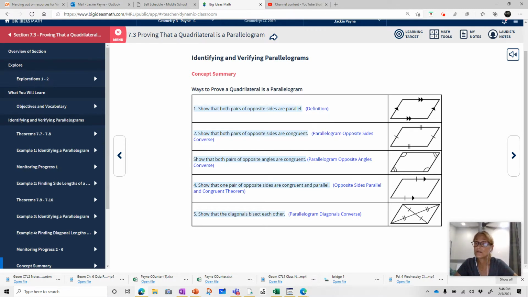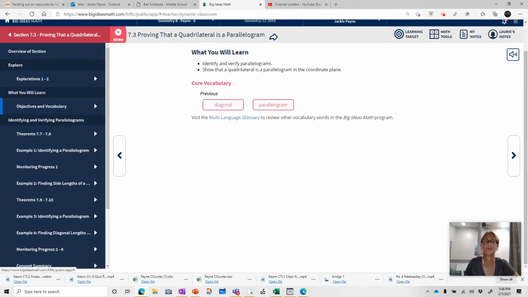Now we're going to use that information to prove that a quadrilateral is a parallelogram. So let's start with the objectives and vocabulary. Previously, we talked about diagonal and parallelogram. In this section, we will identify and verify parallelograms, as well as show that a quadrilateral is a parallelogram in the coordinate plane. Again, I'm not sure if we're going to do the coordinate plane problems, but for sure we're going to put them in here because more information is better.